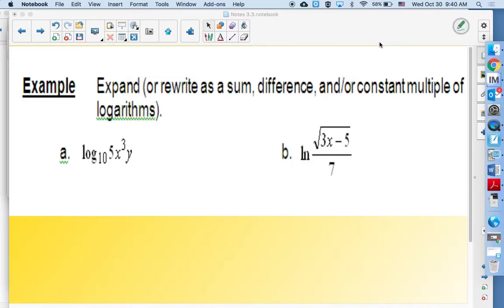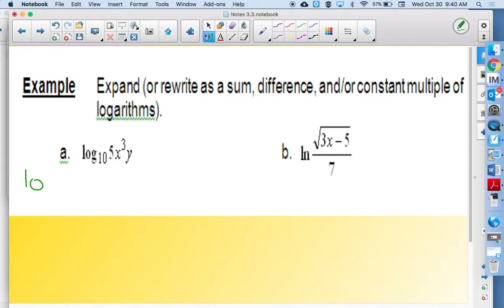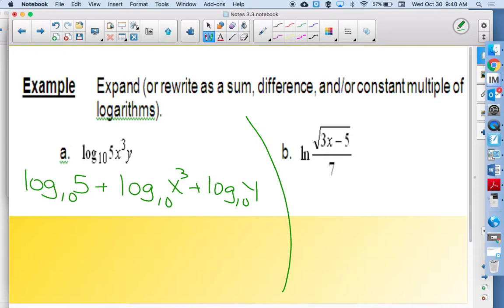So how do you expand something? We have 10 log base 10 of 5x cubed y. How do I expand that column? She just, so each one is like adding to each other. Right. So each thing that's being multiplied now expands into addition. So log 10 of 5, log 10 x cubed, log 10 y. So each piece becomes addition.